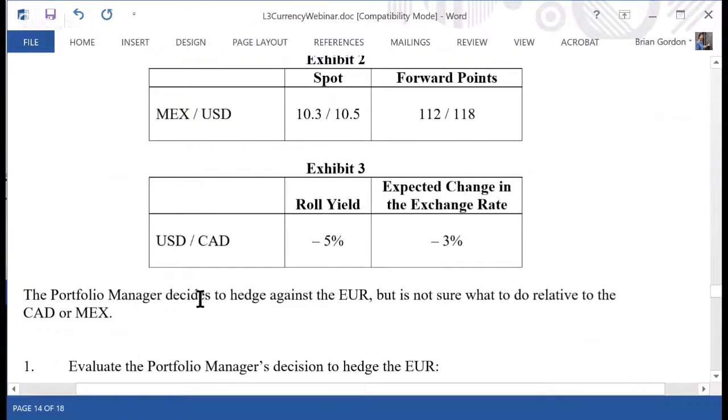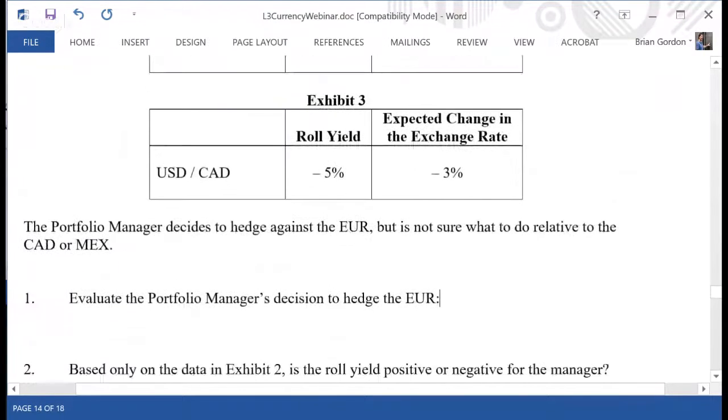The portfolio manager decides to hedge against the euro, but not sure what to do relative to Canadian or Mexican currencies. Okay, fine. So question number 1 says, evaluate the portfolio manager's decision to hedge the euro. So how are we going to answer this? This could be a written question to evaluate. Well, you're going to have to say whether it's a good decision or a bad decision. So that's got to be worth a mark there.